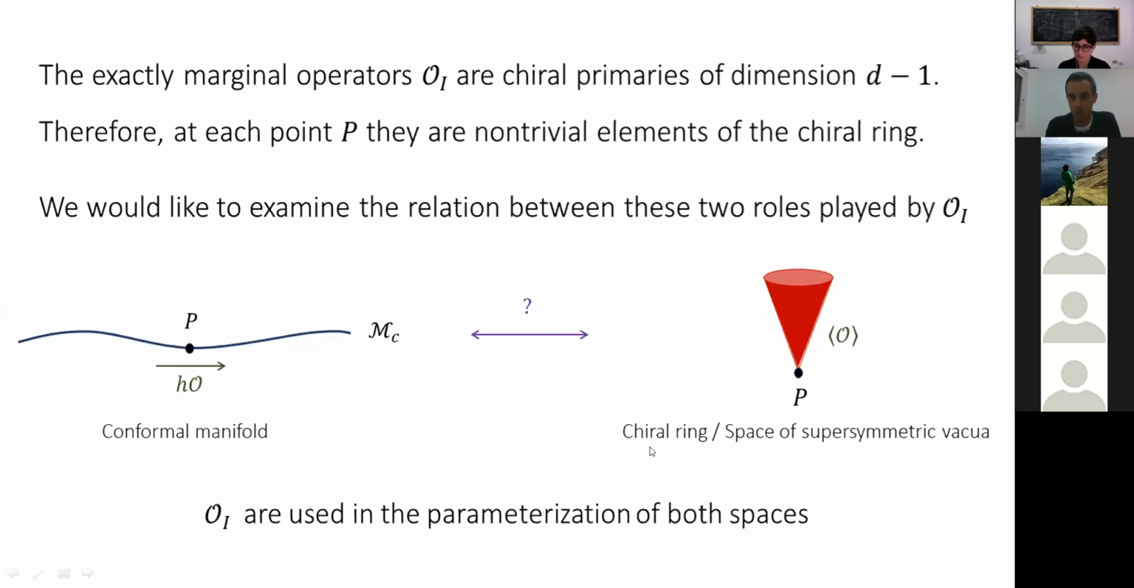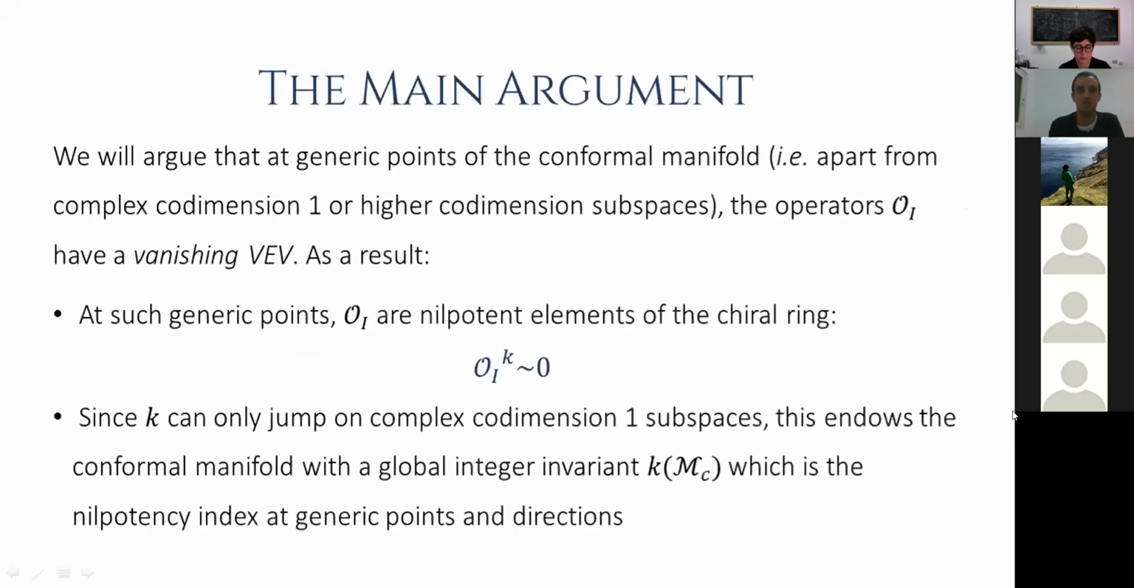And these 2 are closely related, in the sense that if we discard nilpotent elements from the chiral ring, what is left is isomorphic to the space of holomorphic functions on the supersymmetric vacua. So at each such point, we have a chiral ring and a space of supersymmetric vacua, and the exactly marginal operators O can also be used to parameterize this space. So we can both use them to move along the conformal manifold, and also at each point use them to parameterize the moduli space of vacua, or as non-trivial elements of the chiral ring. So they're used in parameterization in both spaces.